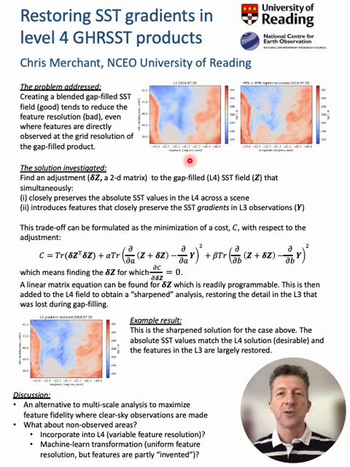On the left, there is a level 4 gap-filled product from the ESA Climate Change Initiative. It's for an area of the Gulf Stream in the North Atlantic on a particular day. And you can see that it includes some nice features. We have some strong gradients and a lot of spatial variability of temperature.